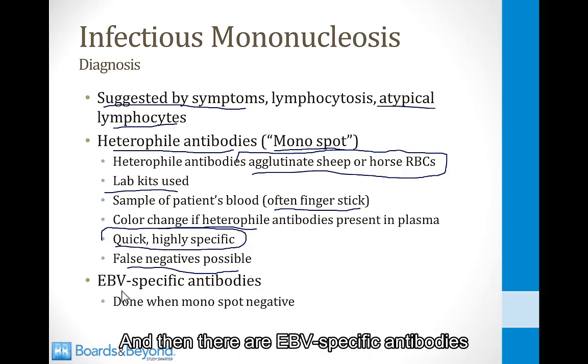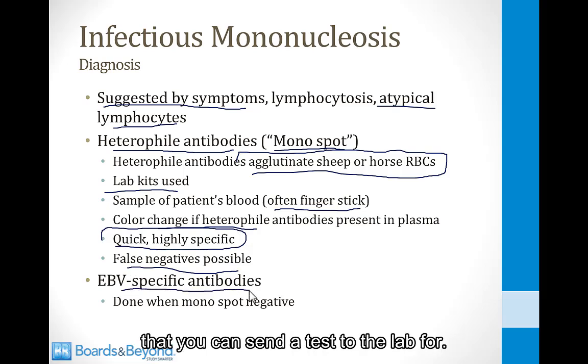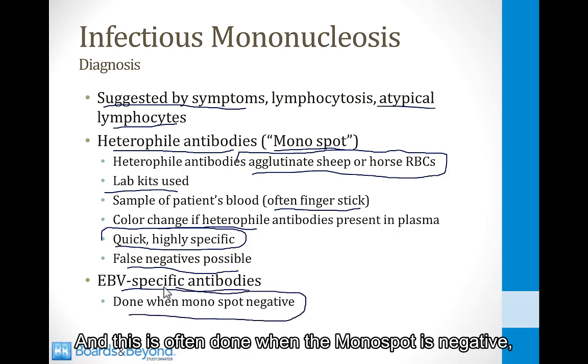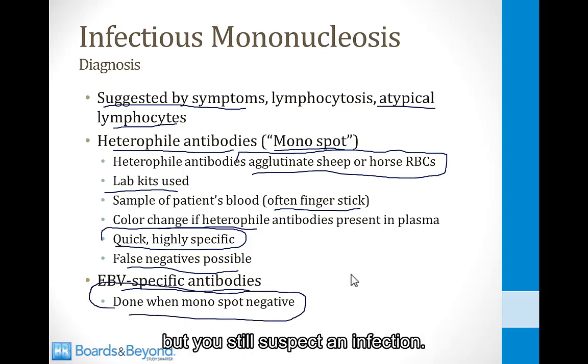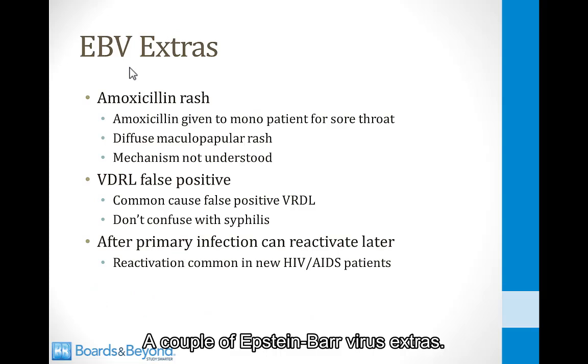And then there are EBV-specific antibodies that you can send a test to the lab for, and this is often done when the monospot is negative, but you still suspect an infection. A couple of Epstein-Barr virus extras.